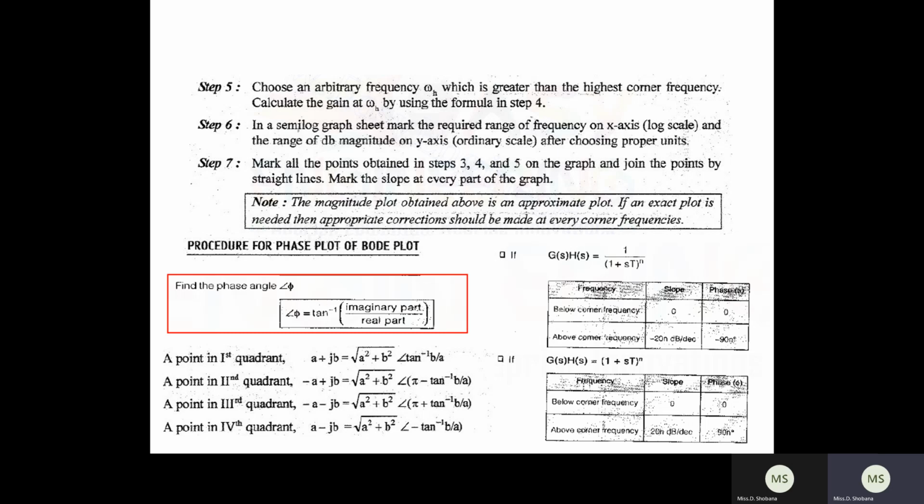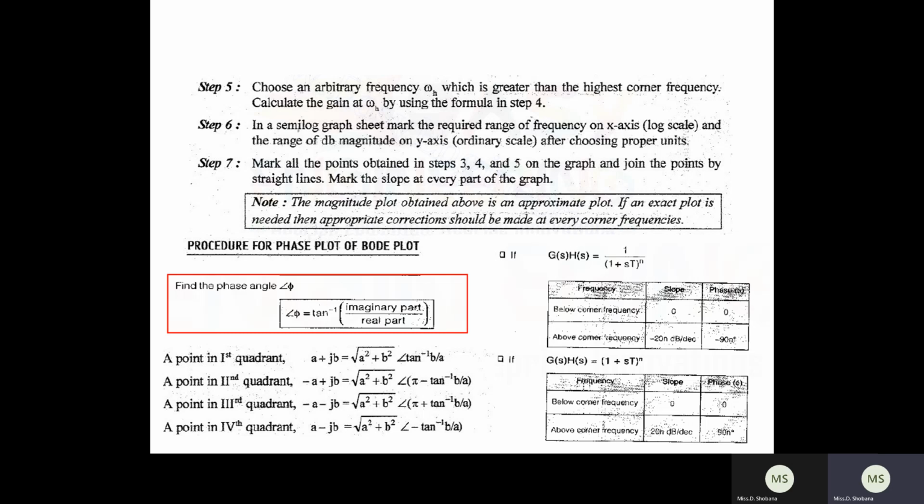Apart from that, you have to remember: if j omega alone is available in the numerator, the phase angle is considered as plus 90. If j omega alone is in the denominator, meaning j omega power is 1, therefore you include minus 90. Similarly, if omega square is in the numerator, it is plus 180, and if omega square is in the denominator, it is minus 180. Like that you have to take.